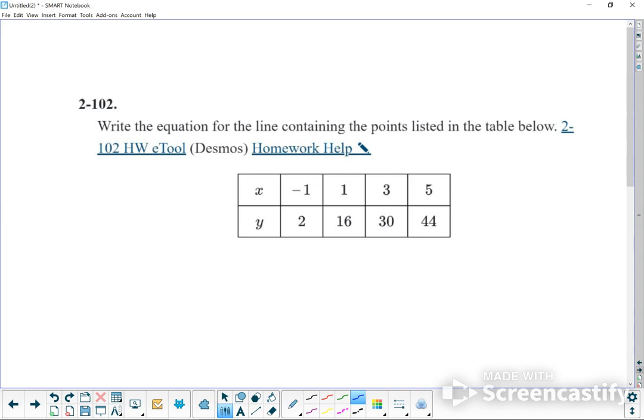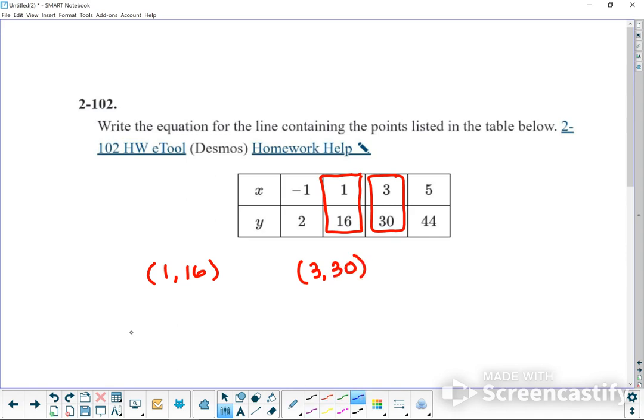Okay. Write the equation for the line containing the points listed on the table below. This is what we're actually doing today. So you need to pick any two points, and I would suggest look for easy points, easy numbers for you. I'm going to choose (1, 16) and (3, 30).